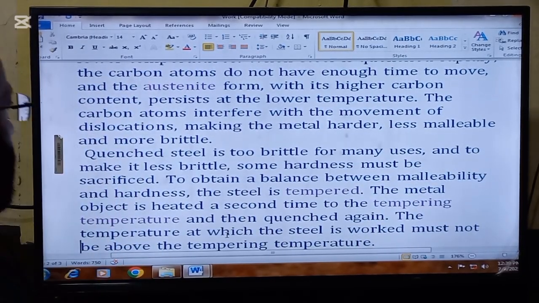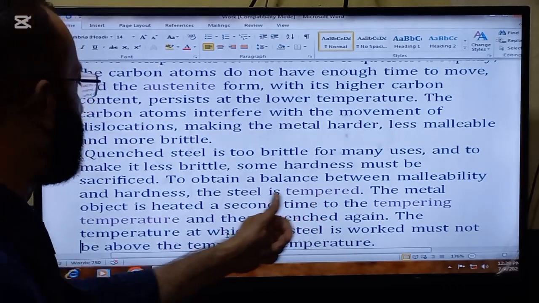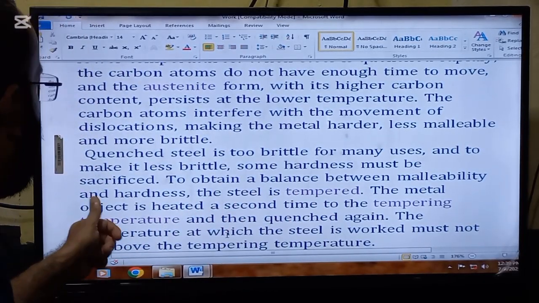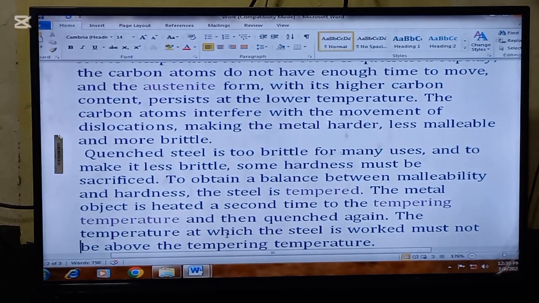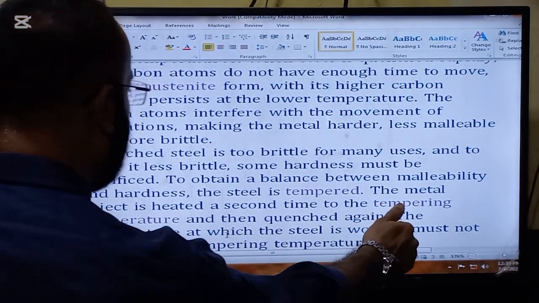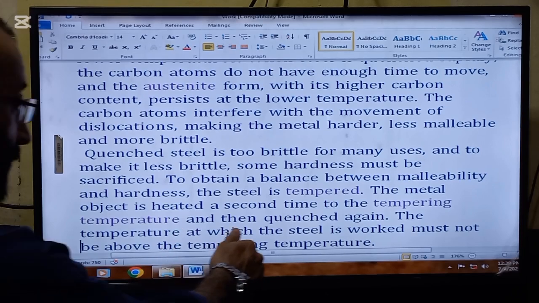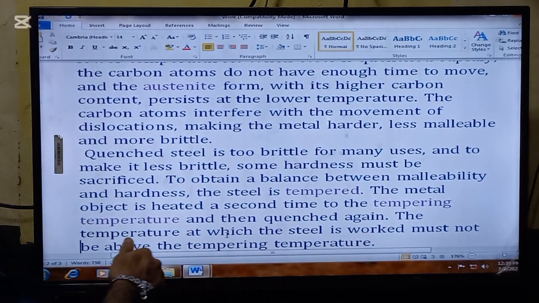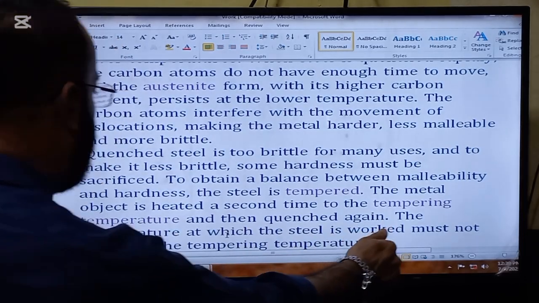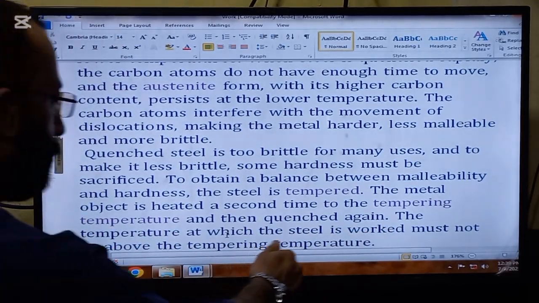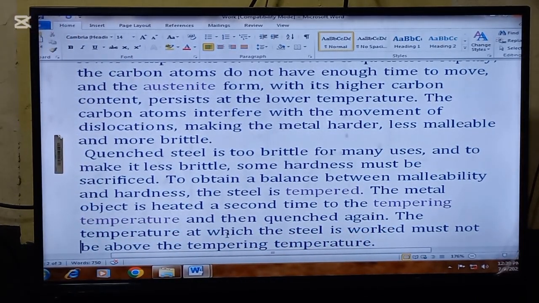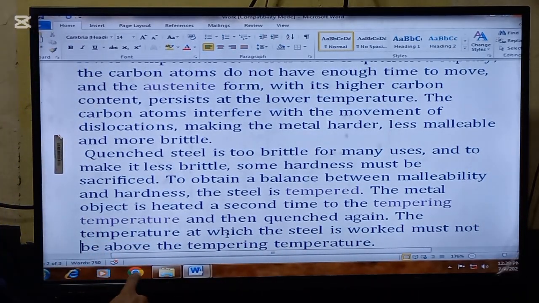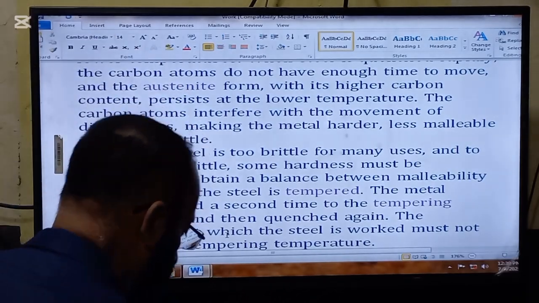Quenched steel is too brittle for many uses, and to make it less brittle, some hardness must be sacrificed. To obtain a balance between malleability and hardness, the steel is tempered. So concentrate now. The metal object is heated a second time to the tempering temperature and then quenched again. The temperature at which the steel is worked must not be above the tempering temperature.